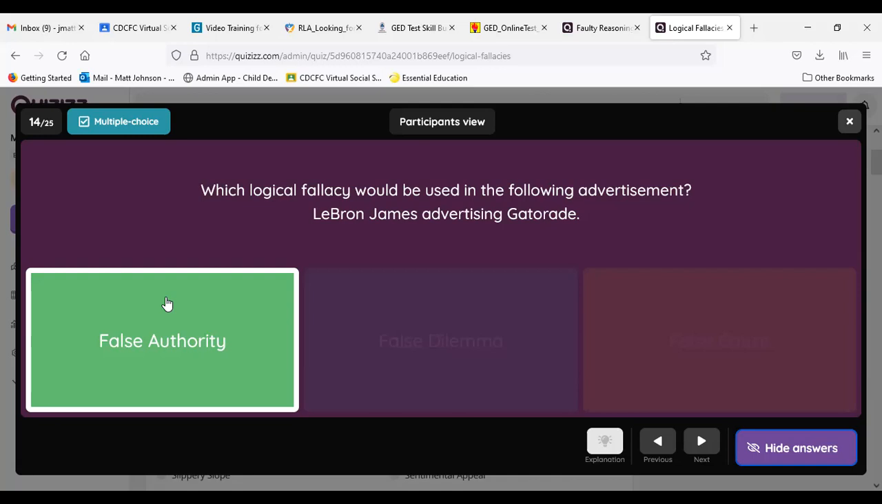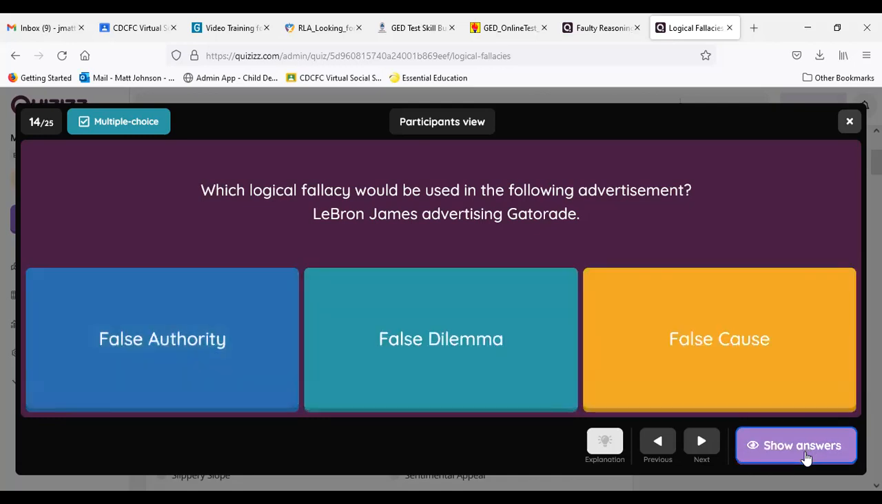LeBron James is an athlete. He's out there, so he's used a lot in advertisement. I think he actually does advertise for Gatorade, right? So should you drink Gatorade because LeBron James drinks it? No. You drink it because you like it, or you need the electrolytes or whatever it is. But yeah, so that's a false authority. It's the same idea that we looked at before. All right.